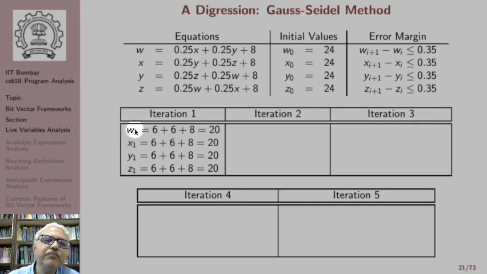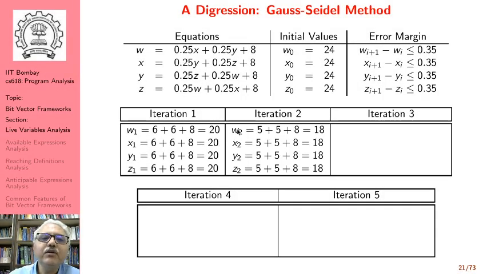In general, when we compute Wi, we pick up the values computed in iteration I minus 1. So now we compute values in iteration 2, and for computing the values with subscript 2, we use the values computed in iteration 1, which are the values with subscript 1. Now all these values are 20. We divide 20 by 4 and we get 5, plus 5 plus 8, which is 18, and we get the number 18 for all these 4 values.